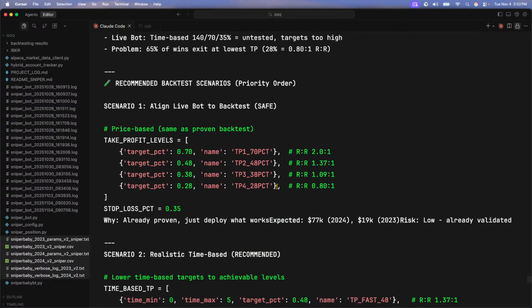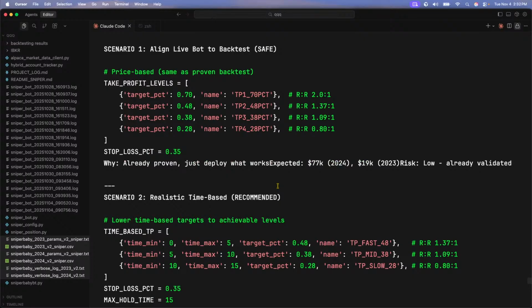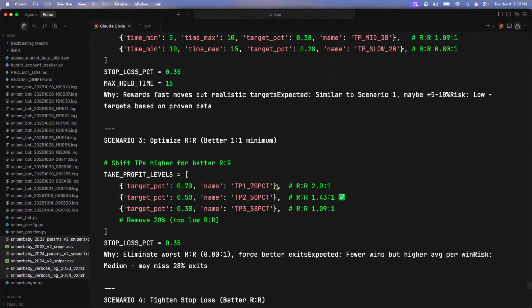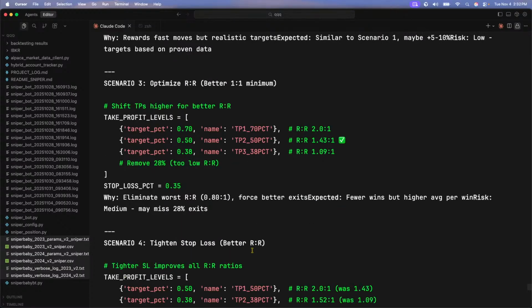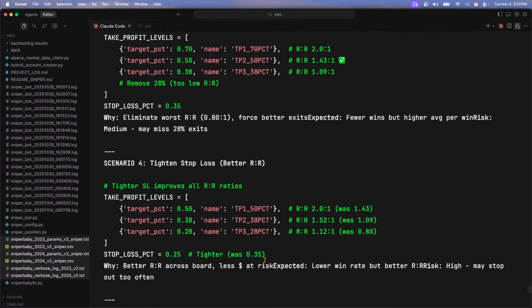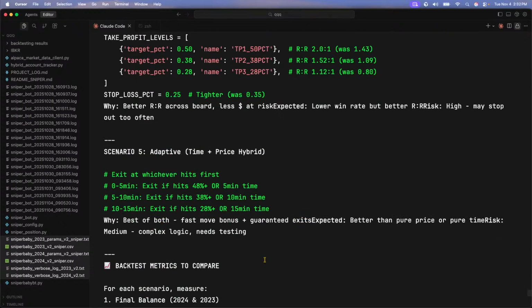Scenario 1, align with backtest, safe, realistic. Lower the, that is trash. Shift TP to hit better. Okay, why eliminate? Worse. Okay, force better exits, fewer wins but higher average risk. Medium may miss the 28 exit. Tighter stop loss. Then adaptive. No.